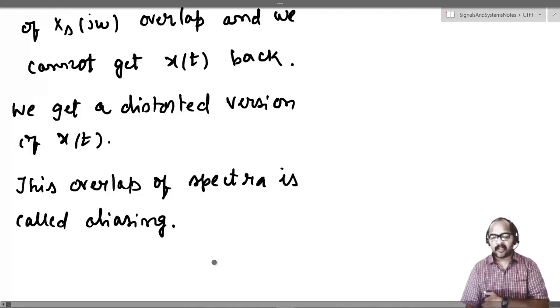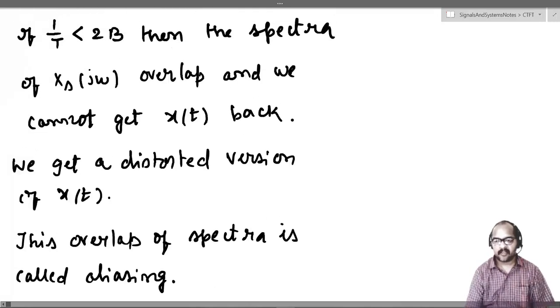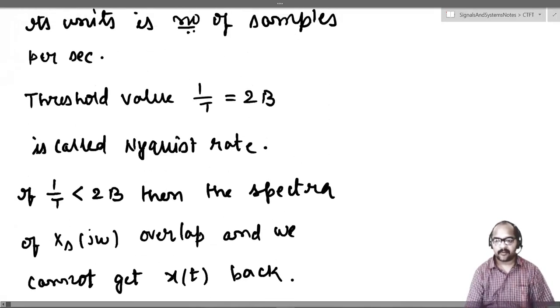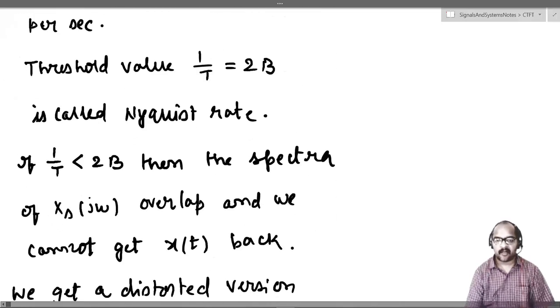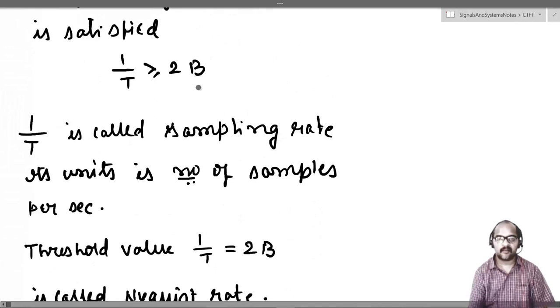So what is the requirement here? If you want a faithful reproduction, what is the condition? Our sampling rate should satisfy the Nyquist criterion. 1 by T should be at least equal to 2B. If it is greater than 2B, no problem, but at least it should be equal to 2B, and this we call the sampling theorem.